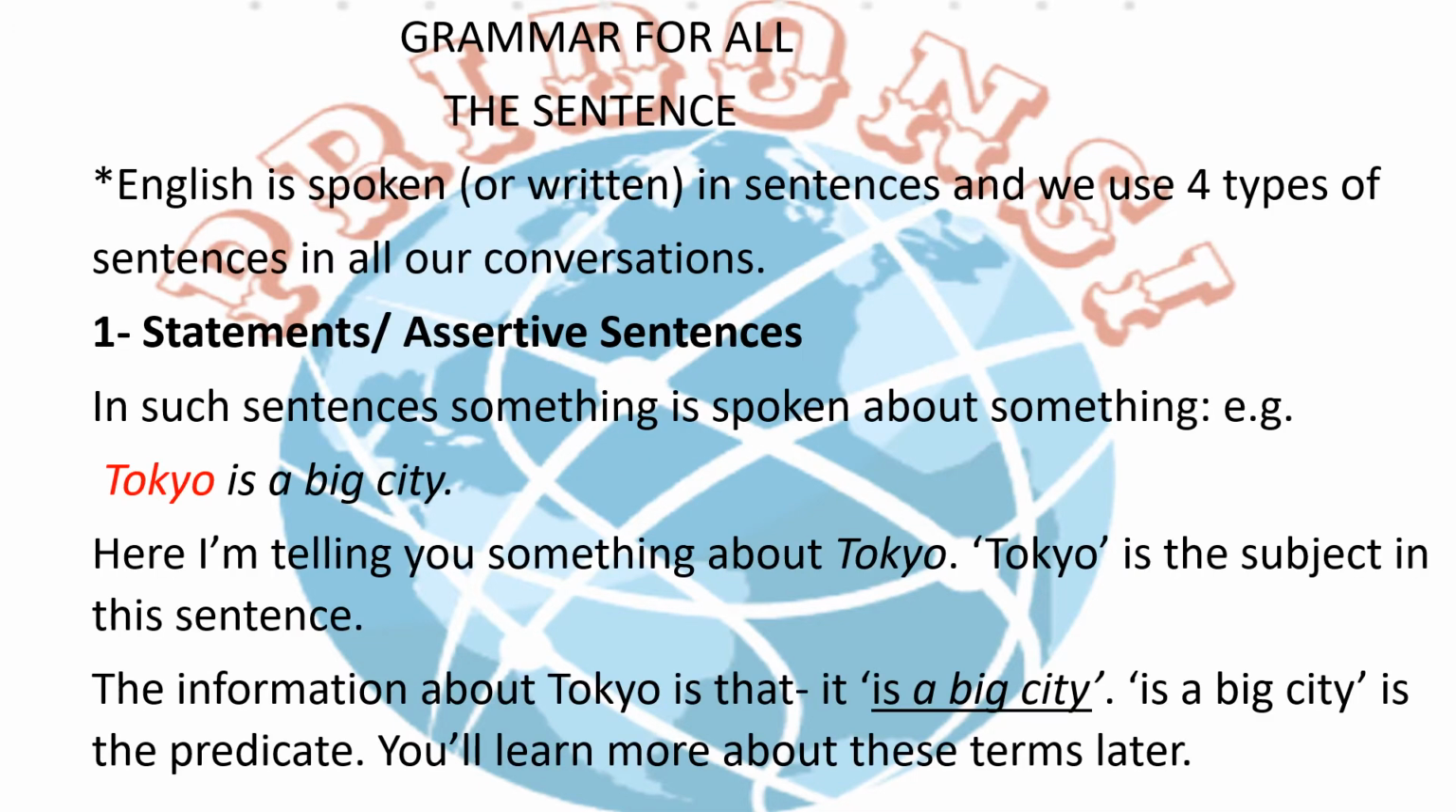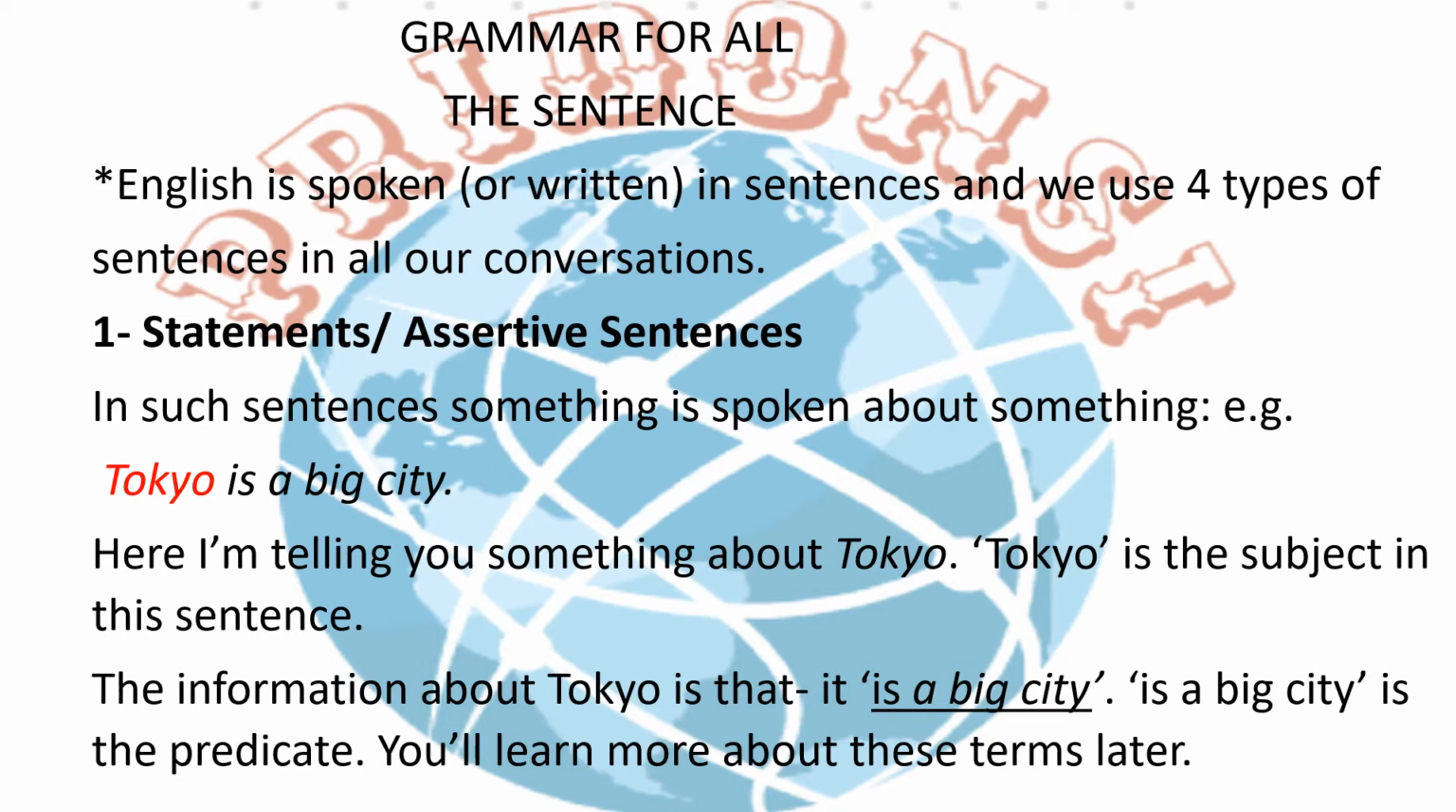The sentence. English is spoken or written in sentences, and we use 4 types of sentences in all our conversations. Number 1, statements or assertive sentences. In such sentences, something is spoken about something. For example, Tokyo is a big city. Here I am telling you something about Tokyo.